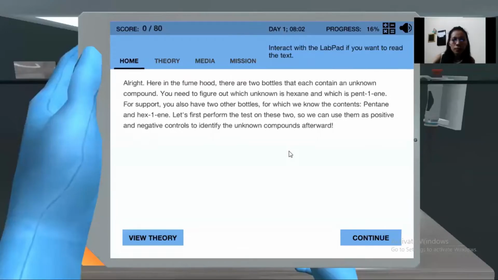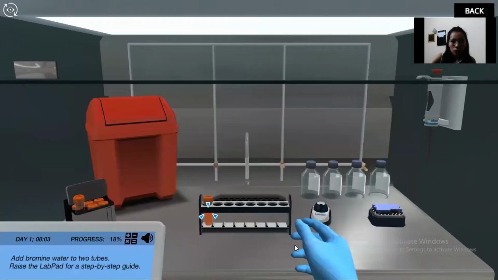Alright, here in the fume hood, there are 2 bottles that each contain an unknown compound. You need to figure out which unknown is hexane and which is pent-1-ene. For support, you also have 2 other bottles, for which we know the contents, pentane and hex-1-ene. Let's first perform the test on these 2, so we can use them as positive and negative controls to identify the unknown compounds afterward. Add bromine water to 2 tubes.